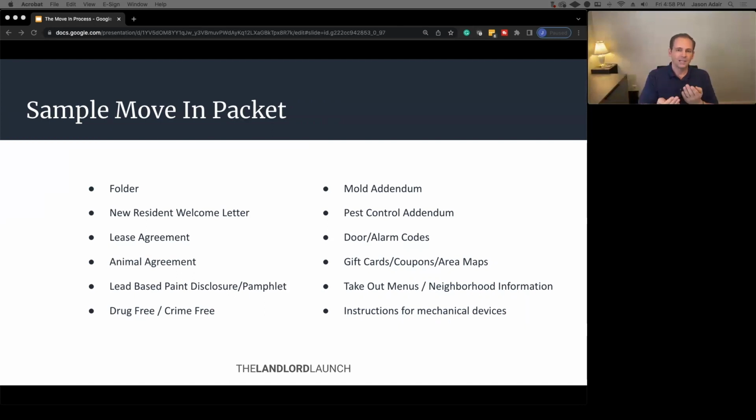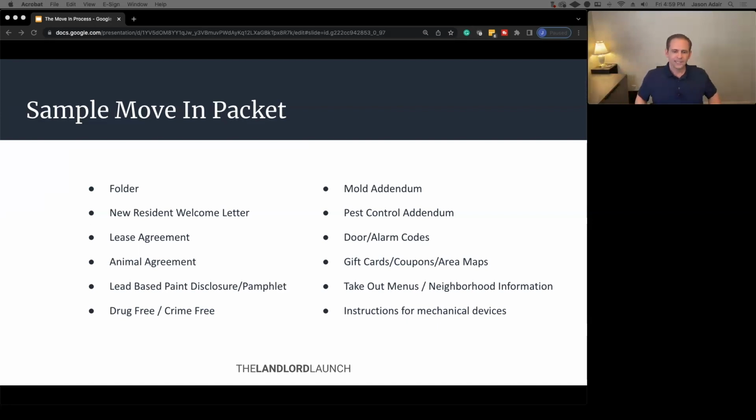Now, for us, we use a property management software, and we would upload the signed lease to the portal so they would have access if they wanted, but we always put an extra copy in there for them to review if they have any questions. The animal agreement, the lead-based paint disclosure, drug-free, crime-free, and just put all of these things in there.